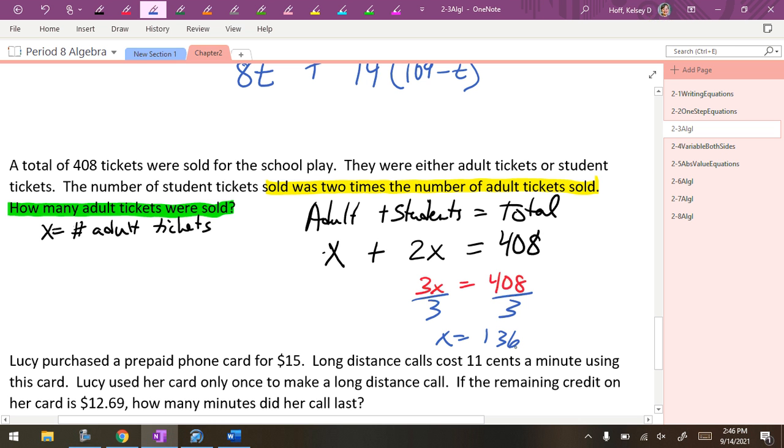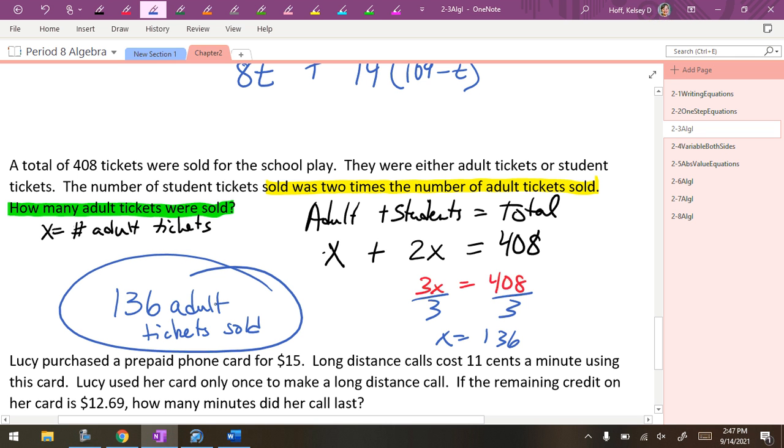Yep. How many adult tickets were sold? 136. Yep, 136. Yeah. 136. Adult tickets sold. One more.